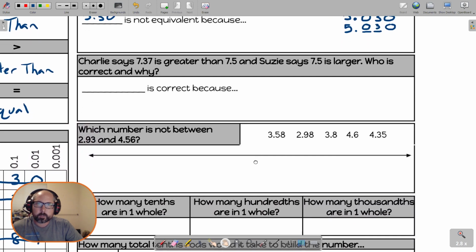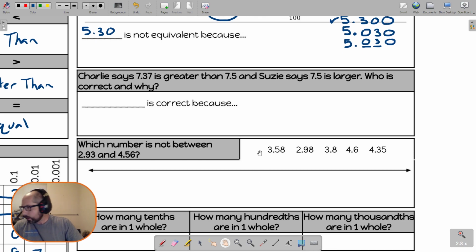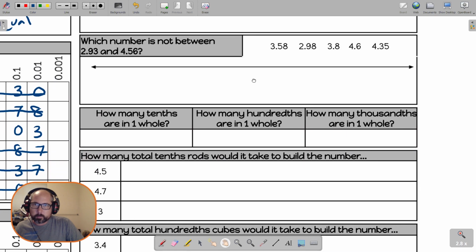Okay, let's move on to the next one here. We are going to skip down to which number is not between. Okay, so we're going to start right here. And guys, anytime you see this, underline that word, because that completely flips the meaning of this whole statement. If I got rid of it, which number is between, I'm looking for a number that's greater than this and less than that. But not between means it has to be either less than this one or greater than this one.